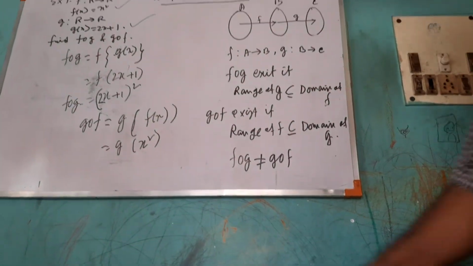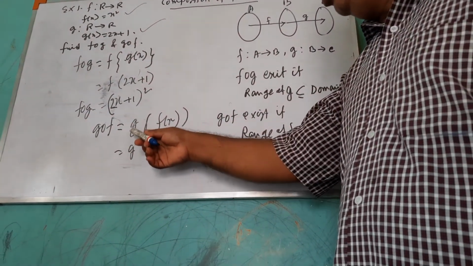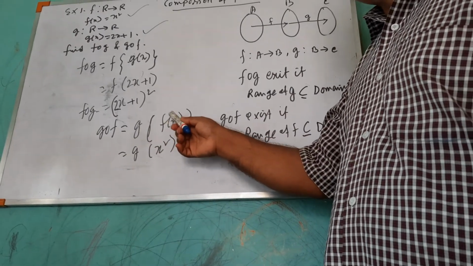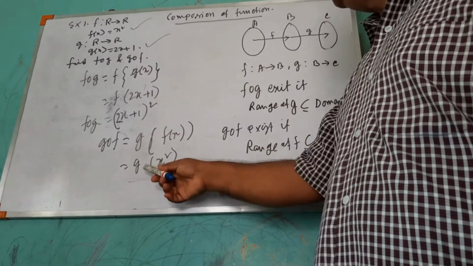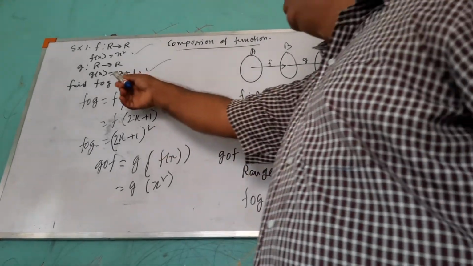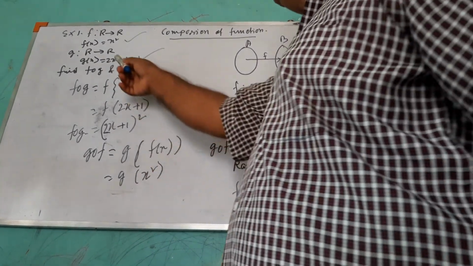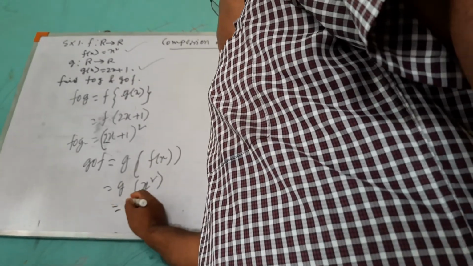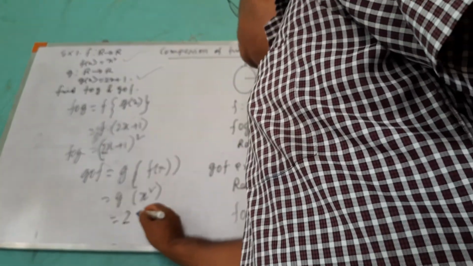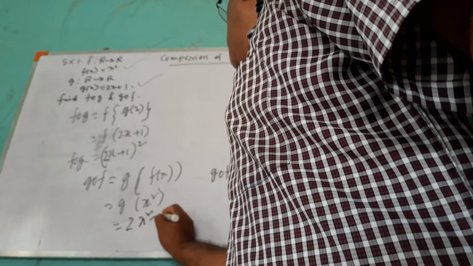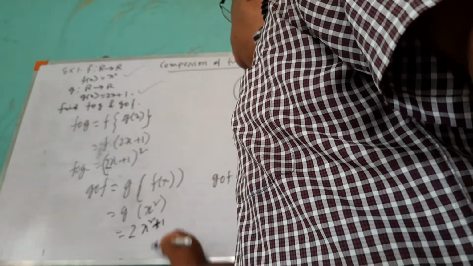Now g of fx. What is the fx value? Fx value is x square. So g of x square. Now what is gx? Gx equal to 2x plus 1. What is g of x square? That means 2 into, in place of x we are putting x square, 2 into x square plus 1.